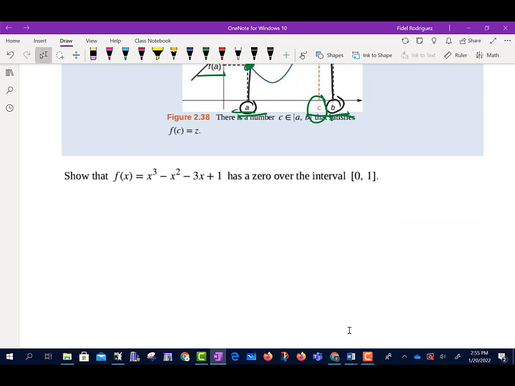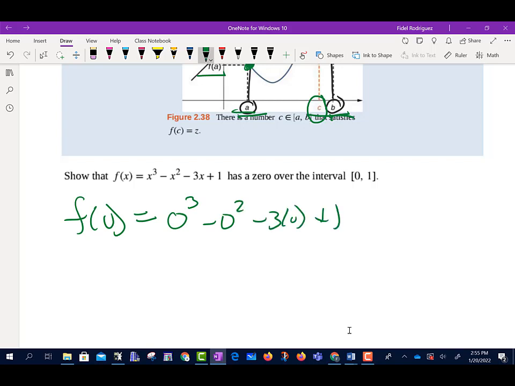Okay, so now let's take a look at what we have here. It says, show that f of x equals x to the third minus x squared minus 3x plus 1 has a 0 over the closed interval from 0 to 1. The first thing we're going to do is ask, what's f of 0? That means we take 0 to the third minus 0 squared minus 3 times 0 plus 1.